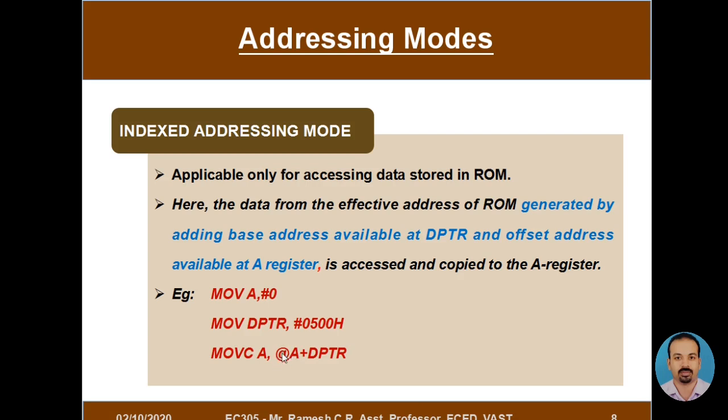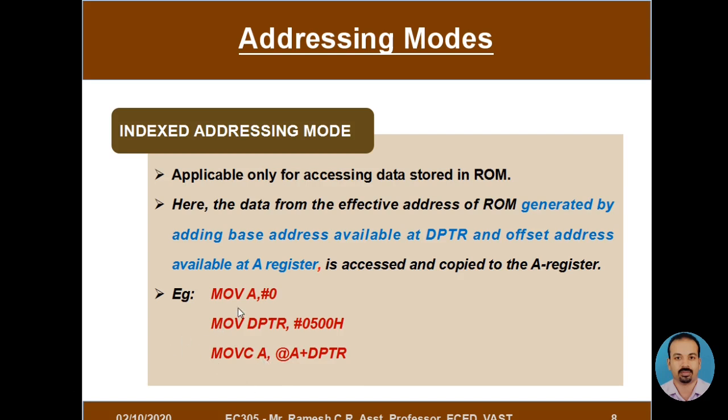So when I'm using the @ symbol, the compiler gets the information that the resultant obtained by performing A plus DPTR is an address location. So the compiler should go to that particular address location and fetch the data which is available in that location, and it will be copied to the accumulator register.